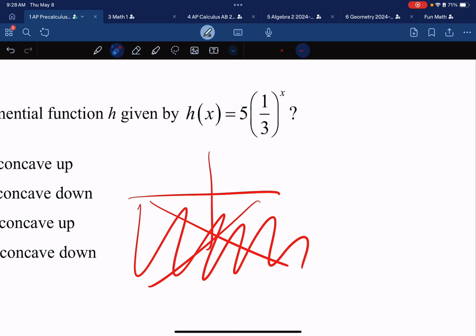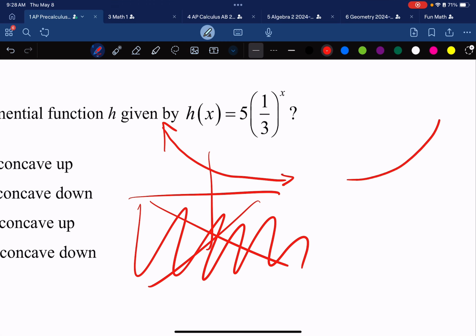And then the next thing I need to look at is the base underneath the exponent. This base is small. It's smaller than 1. If this base was bigger than 1, things would change. If I have a small number, this is exponential decay, and I have a graph that looks like this. If this number was bigger, then it would have been a graph that looks like that. But that's not the case, so let's erase you.